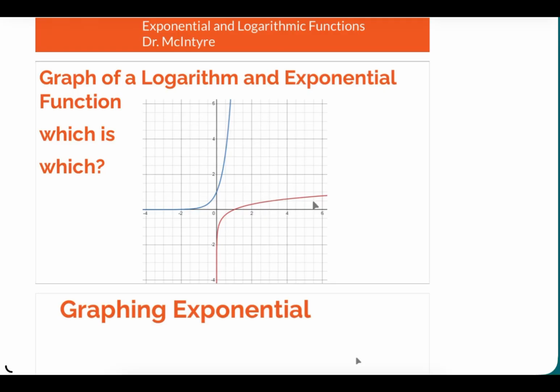If you guessed that the logarithmic function was your red graph, you are correct. Because as you see here, the logarithmic function crosses the x-axis at the point (1, 0). There's an asymptote at the y-axis, just to the right of the y-axis. And as we move from left to right, it rises sharply on the left and then flattens as we go to the right.